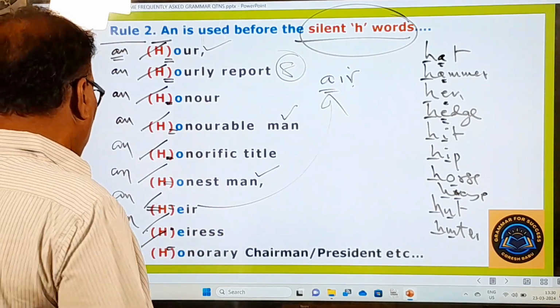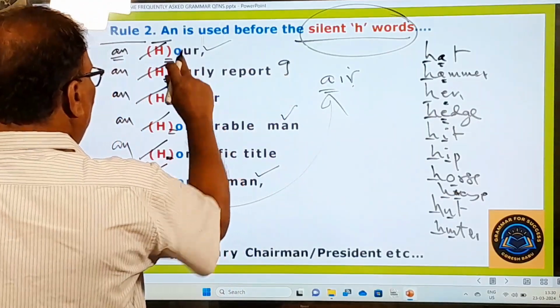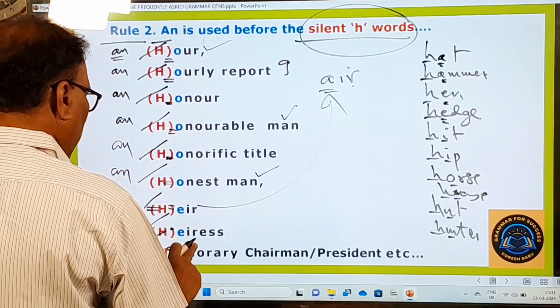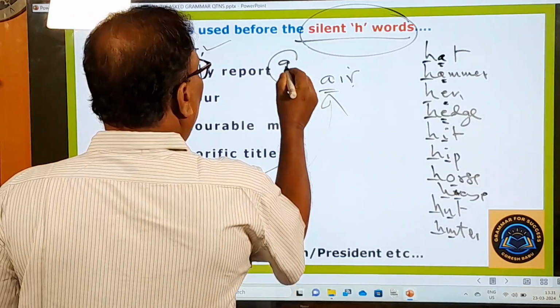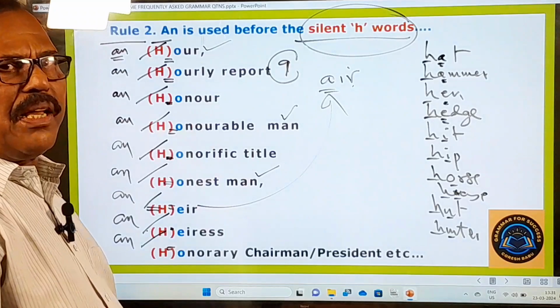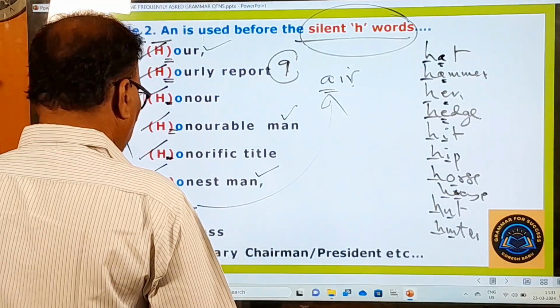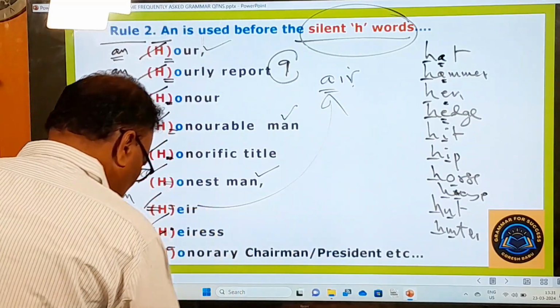Okay, and sorry. Now the total words are what? 9. 1, 2, 3, 4, 5, 6, 7, 8, 9. 9 words are there. In these 9 words, H is silent. In all other H words, H is generally not silent. Okay. And let us now move on to learn other things.